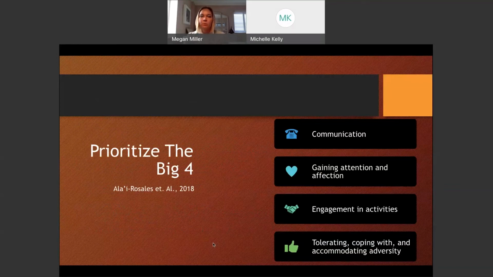Next, for step 2, we need to make sure we're prioritizing the big 4. This is an article from Ala Rosales et al. in 2018, and it's also in the references. So these are the big 4: communication, gaining attention and affection, engagement in activities, and tolerating, coping with, and accommodating adversity. Okay, I couldn't remember if I had a slide explaining them, so I'll explain them real quick.